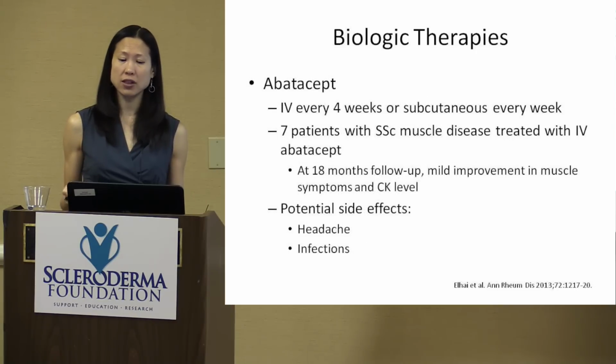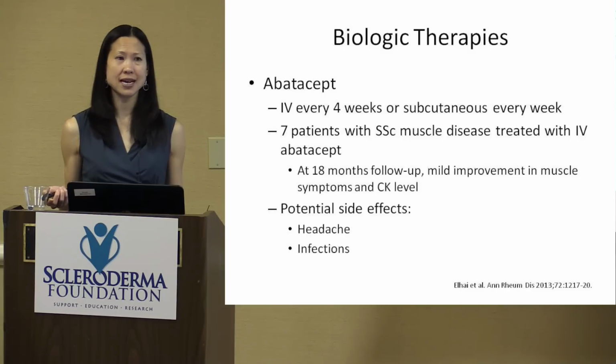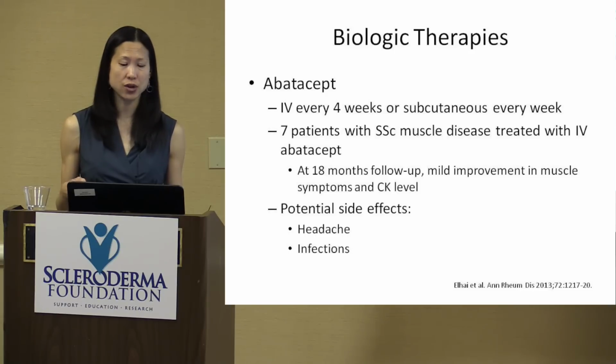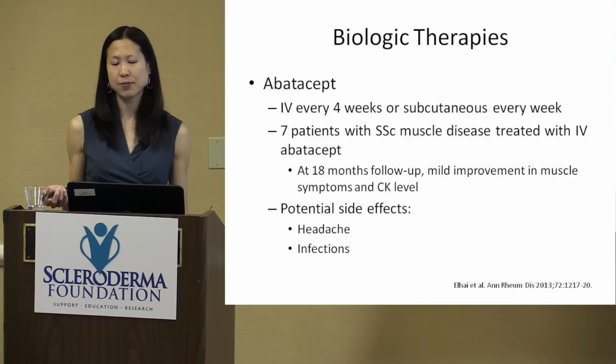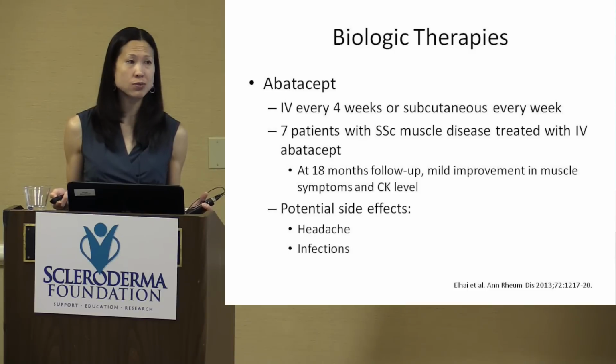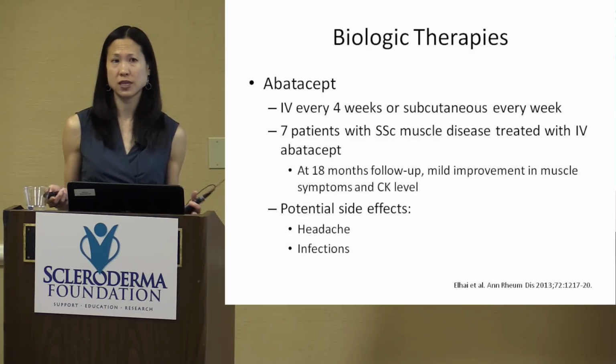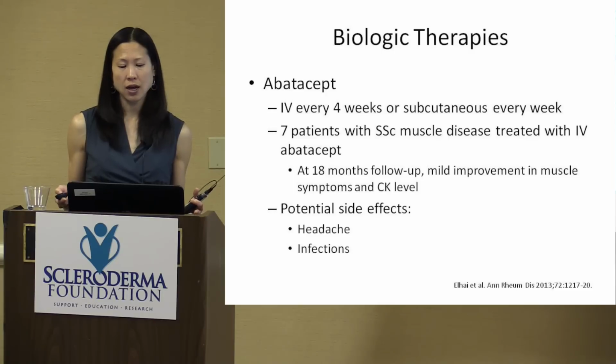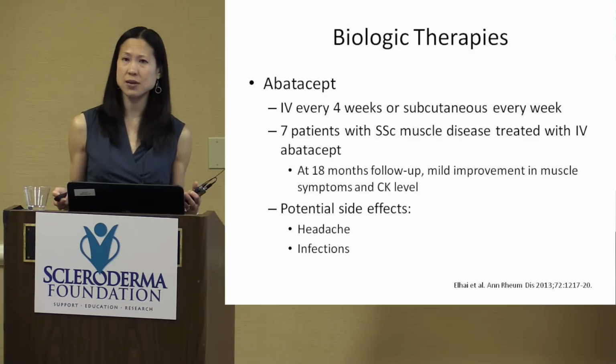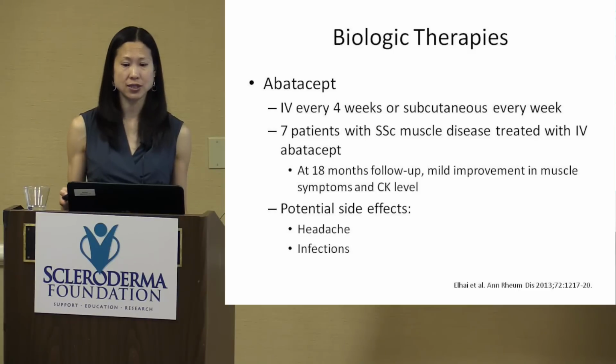There is another biologic therapy that you may have heard about, abatacept, which is approved for rheumatoid arthritis, and trials are currently ongoing for scleroderma patients with this drug. So this drug was given to a small number of scleroderma patients, 7 patients with muscle disease. And at 18 months of follow-up, these patients had mild improvement in their muscle symptoms, as well as their muscle inflammation measured by the CK. So abatacept may be a potential future therapy for muscle disease, but we're currently studying it right now in scleroderma patients.